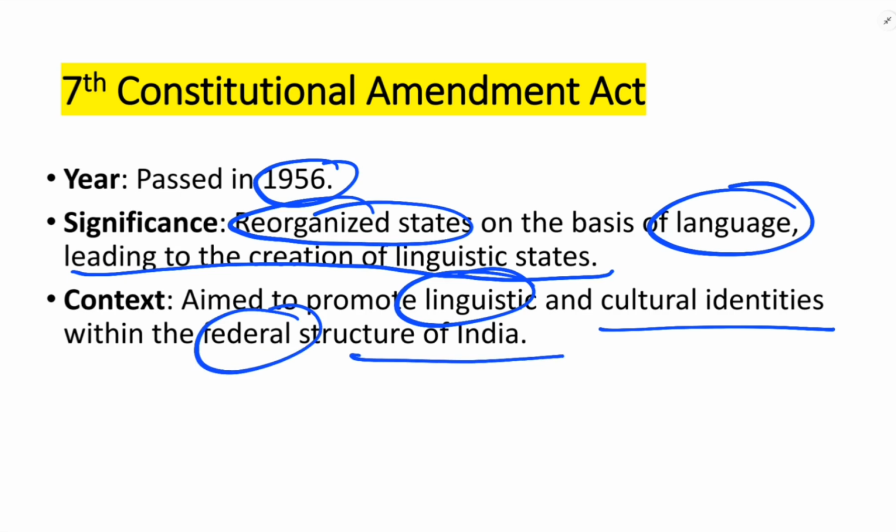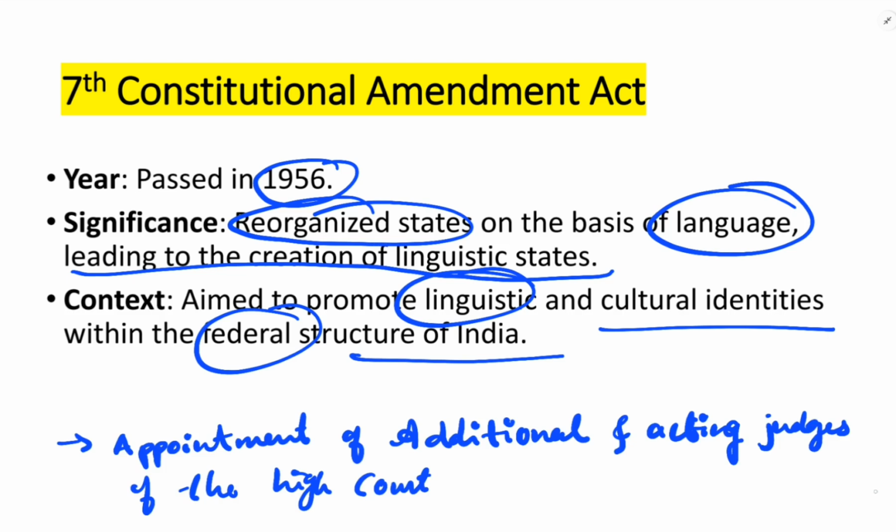This Constitutional Amendment Act also provided for the appointment of additional and acting judges of the High Court. And this amendment also permitted the appointment of the same person as governor for 2 or more states.